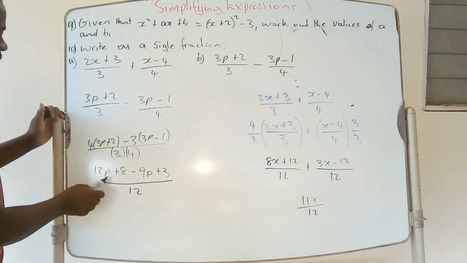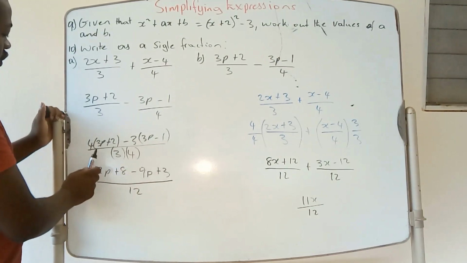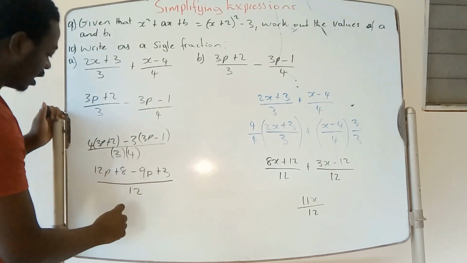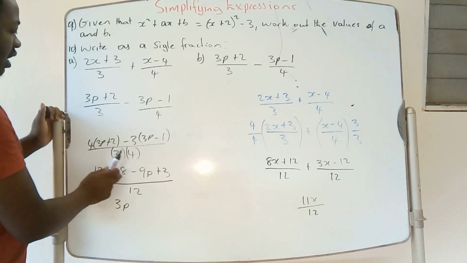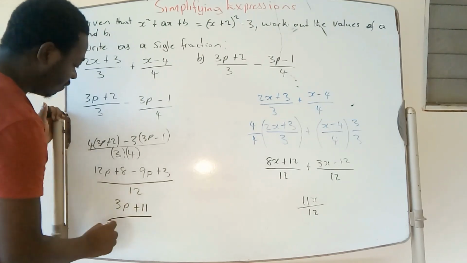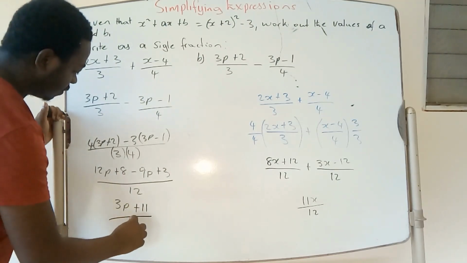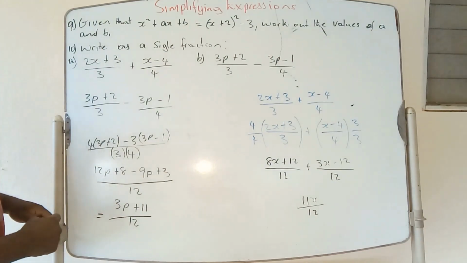Now we can combine the like terms. We have a 12p and a minus 9p. So 12p minus 9p, that gives us 3p. We have a plus 8 and a plus 3. So plus 8 plus 3, that's plus 11. All of that over 12. And that is our final answer there.